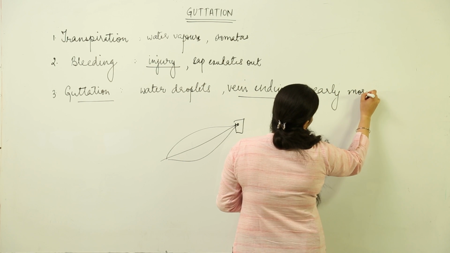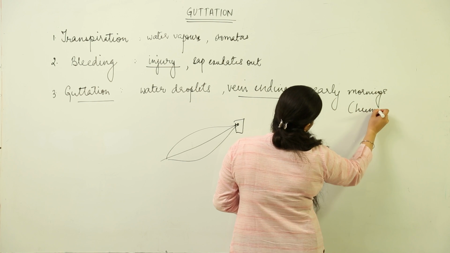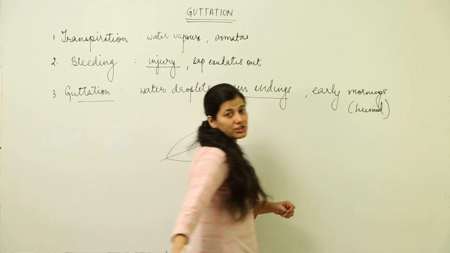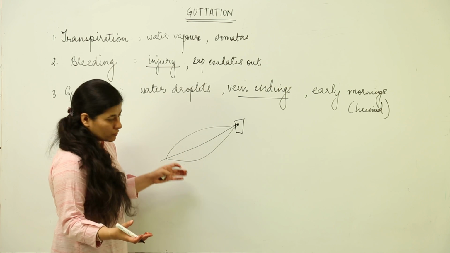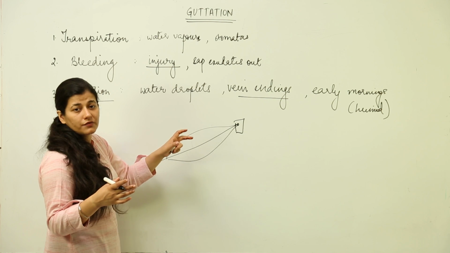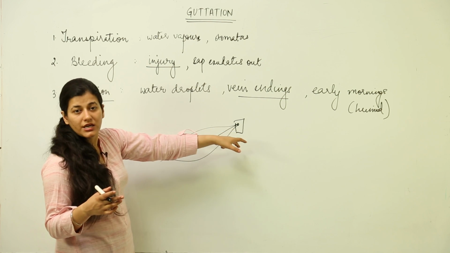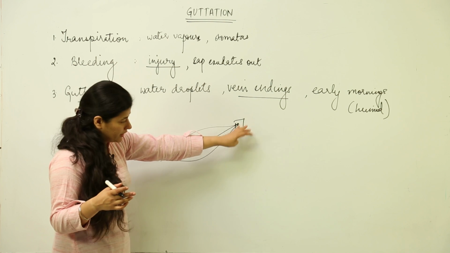Okay, so early mornings, highly humid mornings, you're going to see the process of guttation taking place in many of the plants. Not all plants show the process of guttation, but most of the plants show the process of guttation in which the liquid is exuded out from the leaf endings, vein endings.